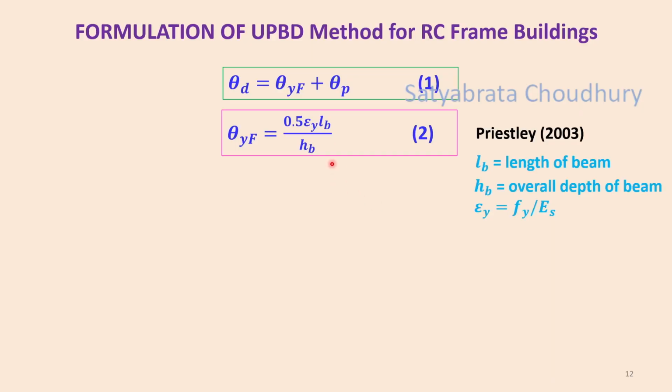In this equation number 2, epsilon Y is the yield strain, so it is Fy divided by ES. ES is the modulus of elasticity of rebar. LB is the length of the beam in the direction considered. HB is the overall depth of the beam. So these equations 1 and 2 are combined now, and we get theta D equal to 0.5 epsilon Y LB by HB plus theta P.